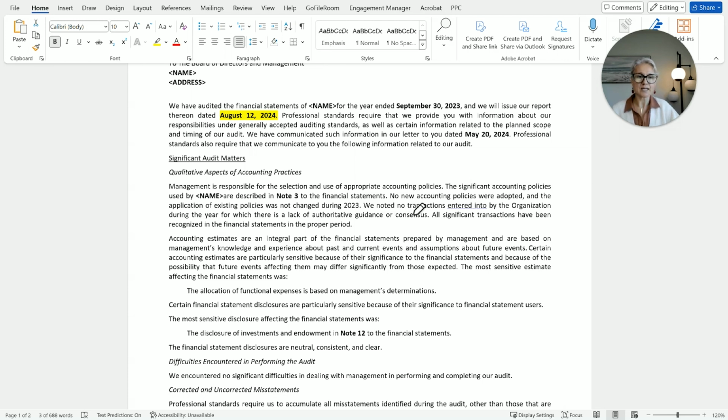We also indicated that we, as auditors, noted no transactions entered into by the organization where there was a lack of guidance or consensus, meaning that we did not identify anything during the audit where we believe there were unauthorized transactions. And we also believe that all significant transactions have been recognized in the financial statements.